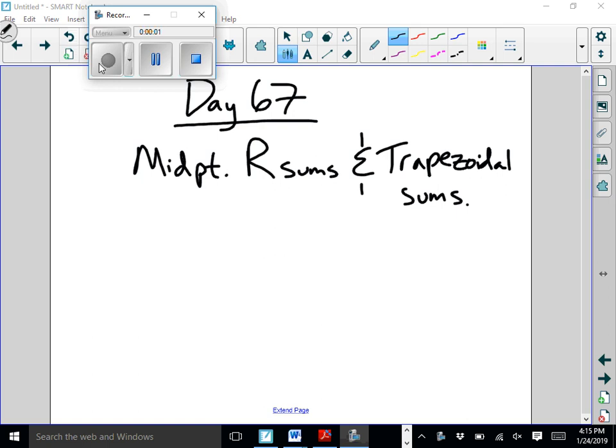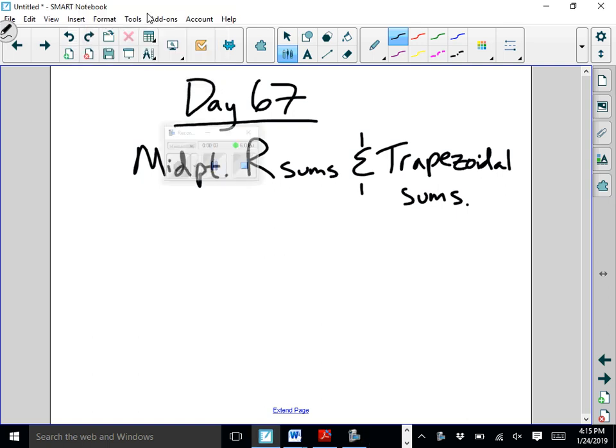With day 67 here, we're going to look at two different types of sums: midpoint Riemann sums, that's what the R is for, Riemann, and trapezoidal sums. I'm also going to show you how to do our different sums quickly from a table.